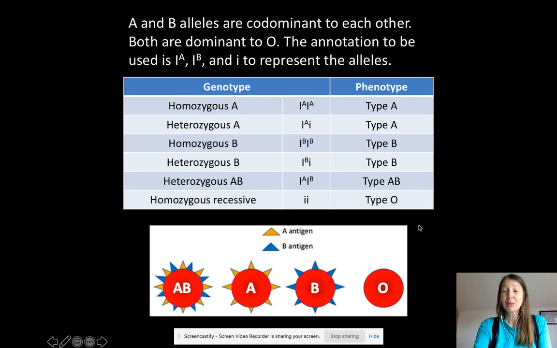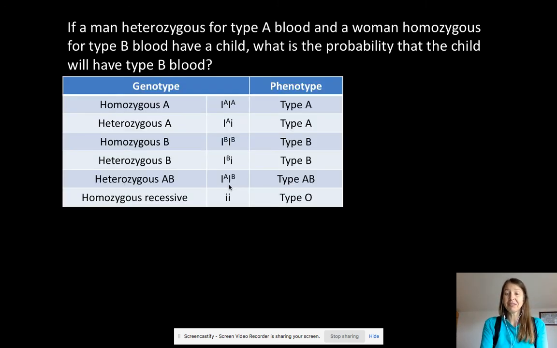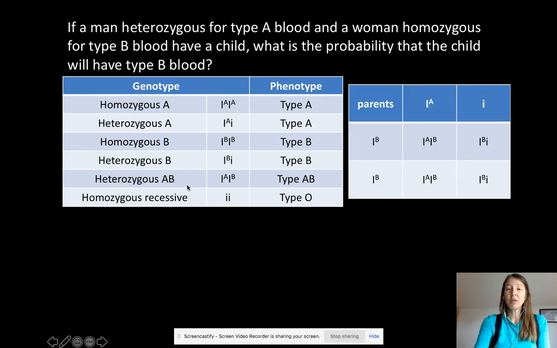All right, so let's look at what those problems might be. So here's a problem. We've got a man heterozygous for type A and a woman homozygous for type B. What's the probability the child will have type B blood? So first, here's our list of all the different genotypes and phenotypes. And then if we were to do the Punnett square, here's the alleles of the man, and he's heterozygous, so one A allele, one O allele. And then the woman's homozygous, so two B alleles, and then you can fill in the square, okay?